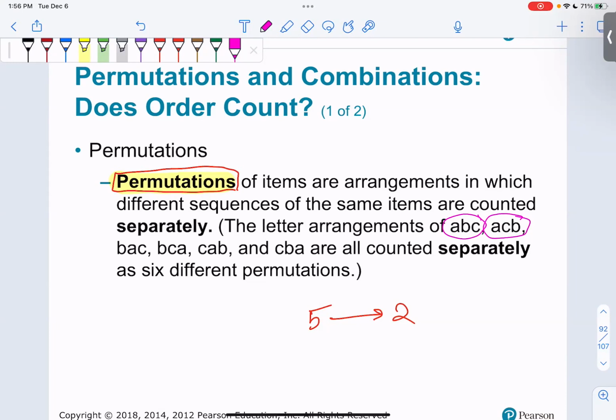Look at these: ABC, ACB, BCA, and so on. All of them are the same three letters A, B, C, but in different order. In this case, each one of those will be considered one choice if the order matters. But if the order does not matter, I will consider all of them as one, because it's okay to choose A, B, C or A, C, B. All of those will do the same work, so the order does not matter for me.